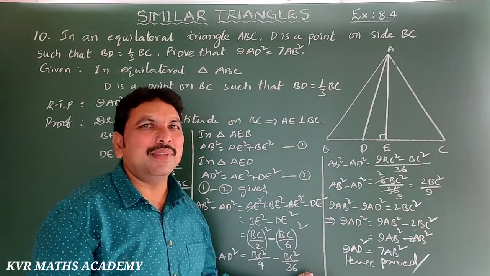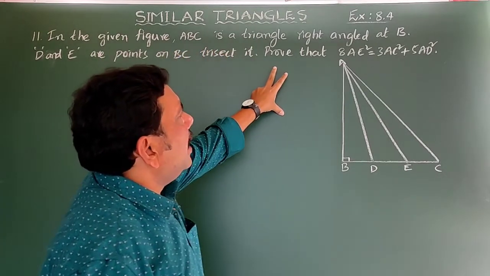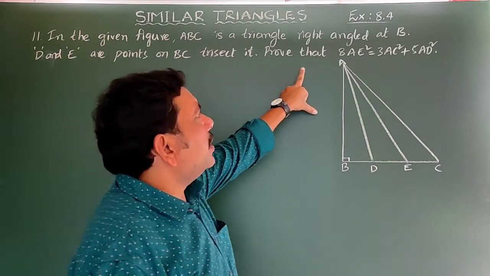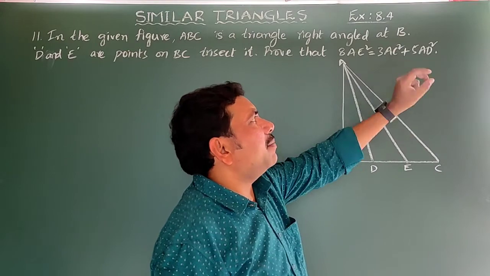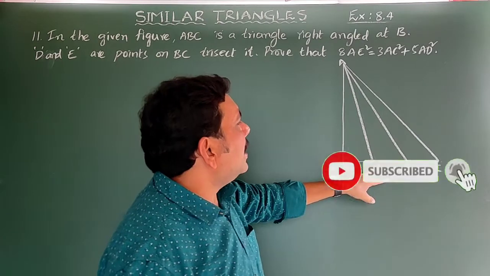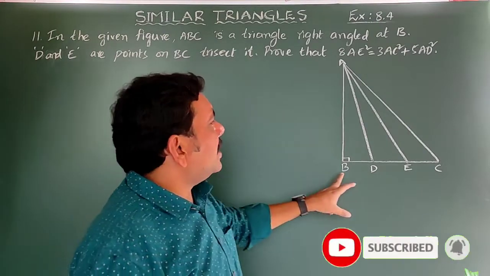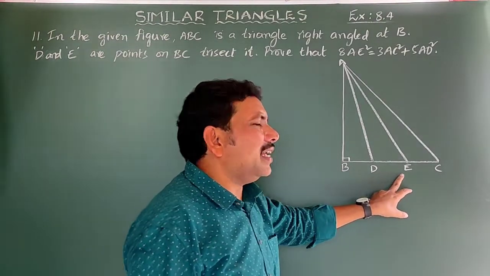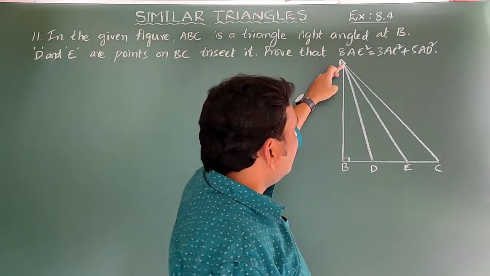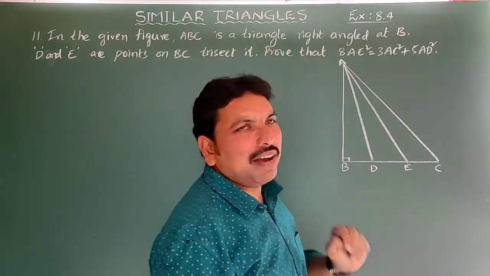Have you understood? Okay, 11th problem. In the given figure, ABC is a triangle, right angle at B. D and E are the points on BC that trisect it. Prove that 8AE square is equal to 3AC square plus 5AD square. Trisect means BD is equal to DE is equal to EC.